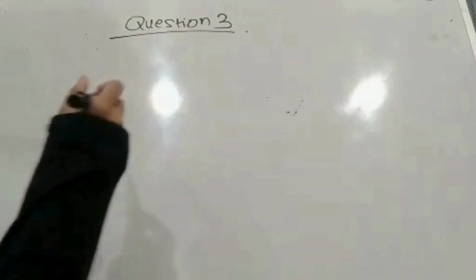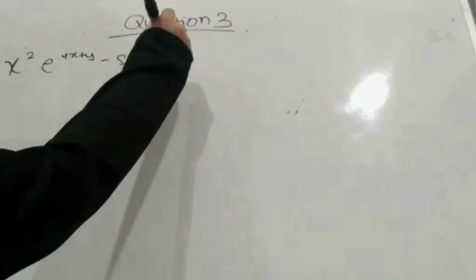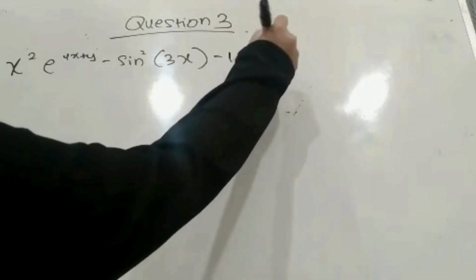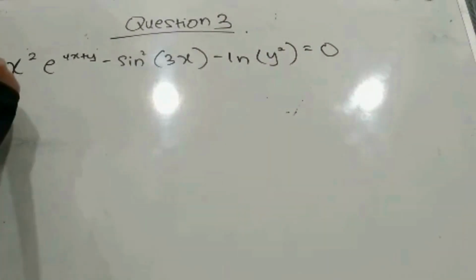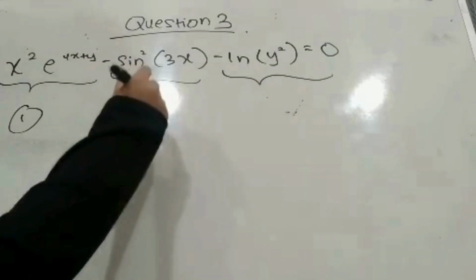Hi, my name is Aina and I got question 3. The equation is x squared e to the 4x plus y, minus sine squared 3x, minus ln y squared, equal to 0. First, we need to split this equation into 3 parts. We want to find dy per dx for each part separately.